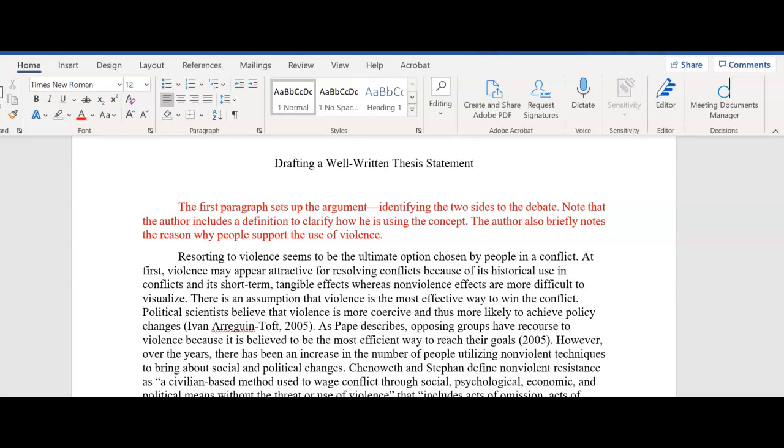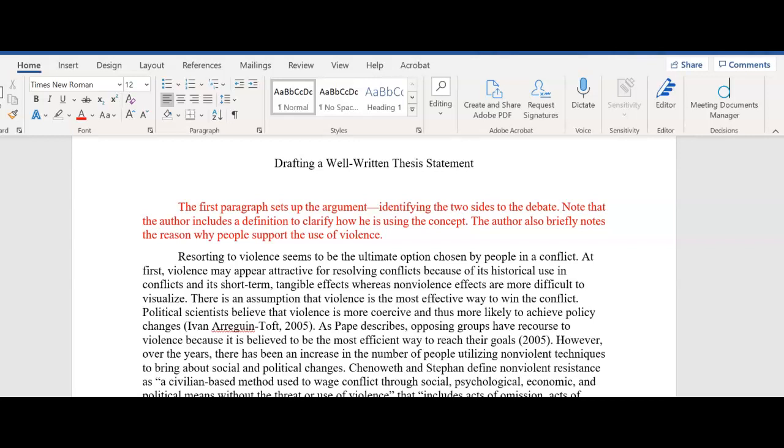I want to talk about how to draft a well-written thesis statement. You are going to be doing a fairly long paper, upwards around 20 pages, and so you need to have a very meaty thesis statement, something that really provides a roadmap for your argument that will be in your paper.